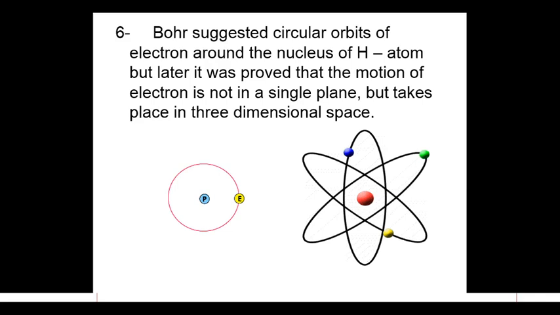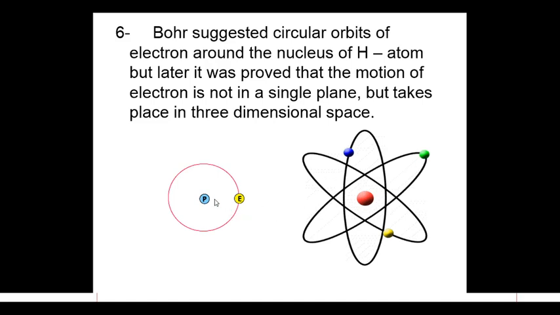Sixth drawback: Bohr suggested circular orbits of the electron around the nucleus of the hydrogen atom. Later he modified it as planetary motion, in which we can consider the picture of a planet moving around the sun as that of an electron moving around the nucleus. But later it was proved that the motion of the electron is not in a single plane, but it takes place in three-dimensional space.